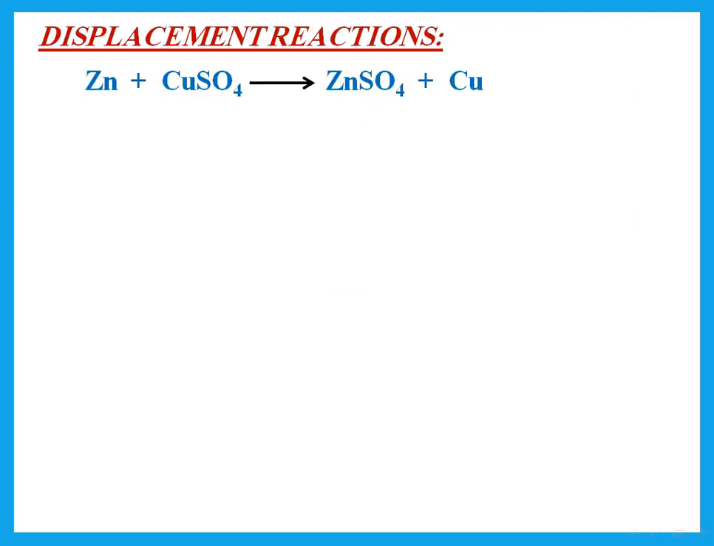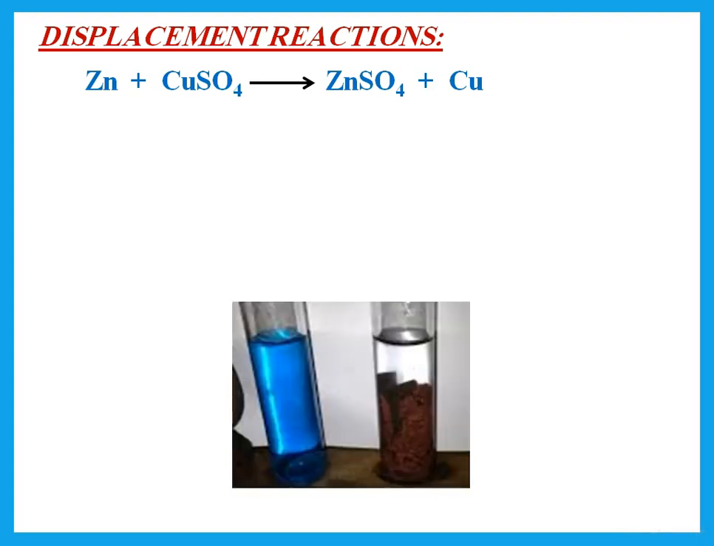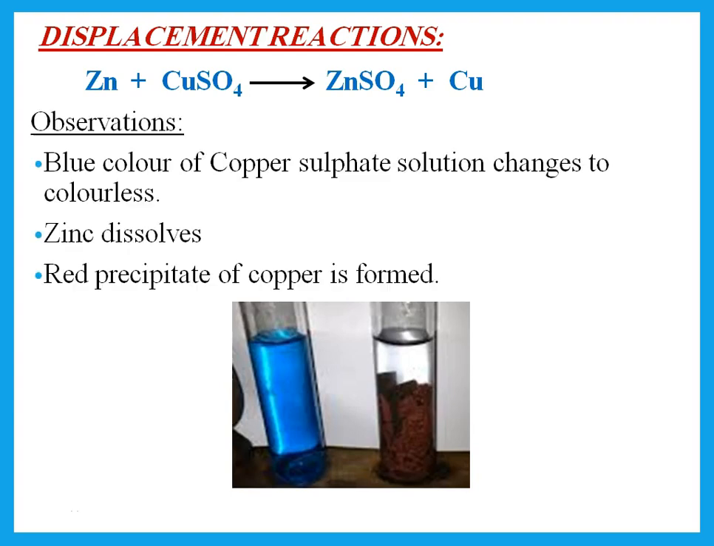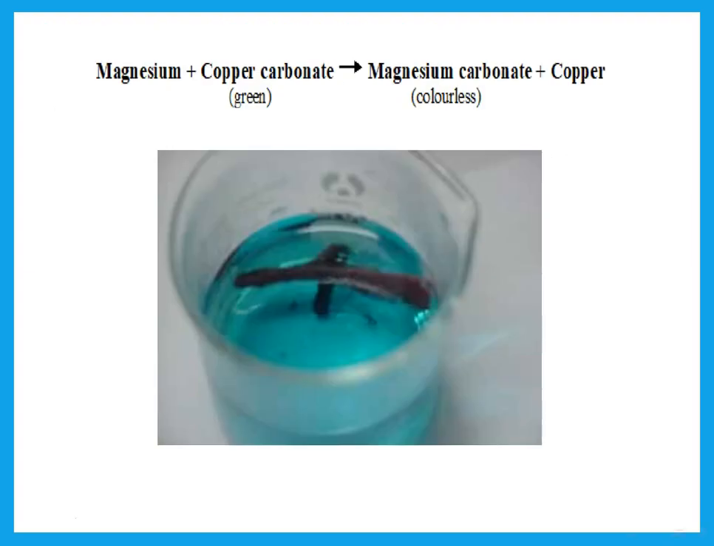Displacement reactions: if I have a more reactive metal, it will push the less reactive metal out of its salt. So zinc is more reactive than copper. It will react to displace it. So you should know that copper sulfate, for example, is blue. Now, when it reacts, what are the observations that I see? The blue color of the solution becomes colorless. The zinc solid that I added at the beginning will dissolve. It is forming copper, so a red precipitate will be formed in the solution.